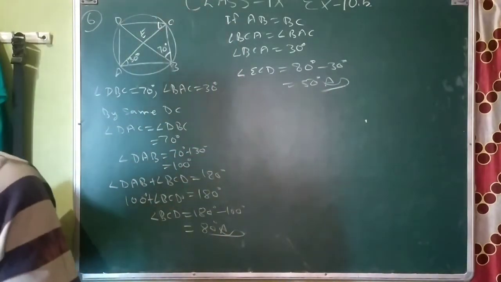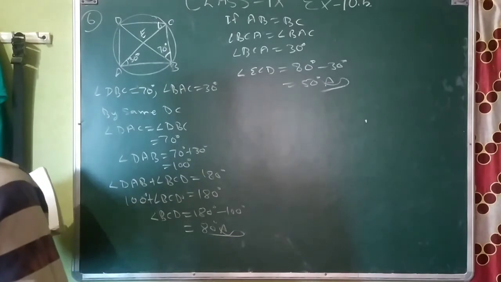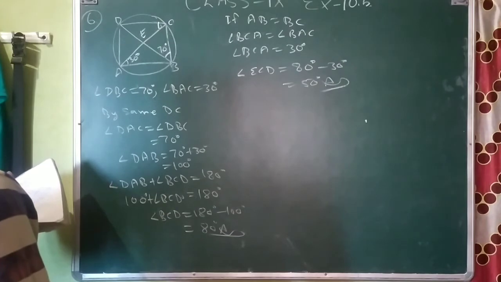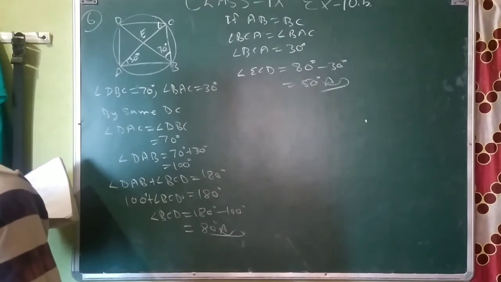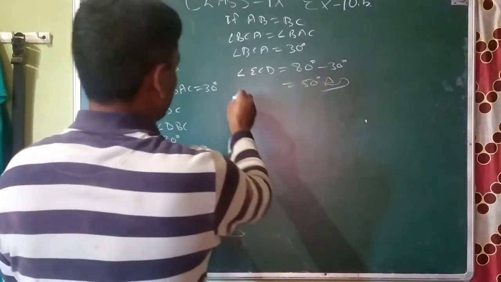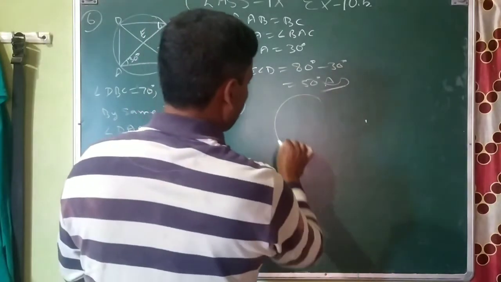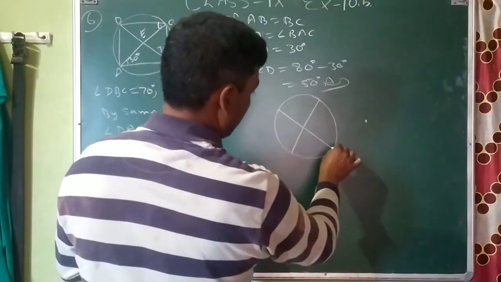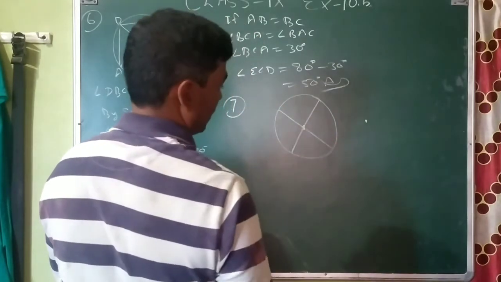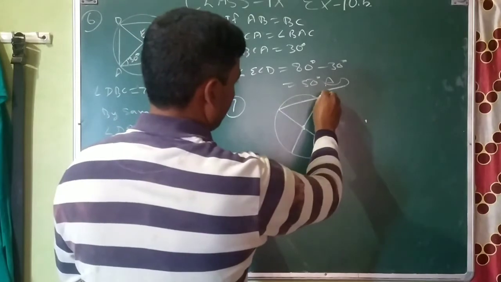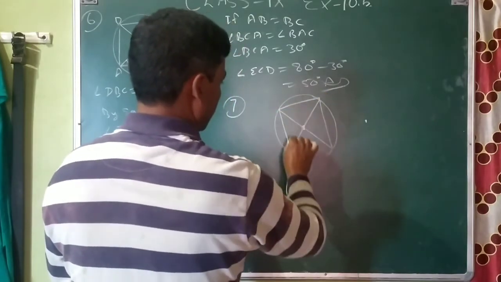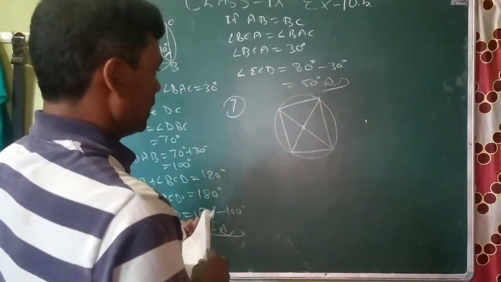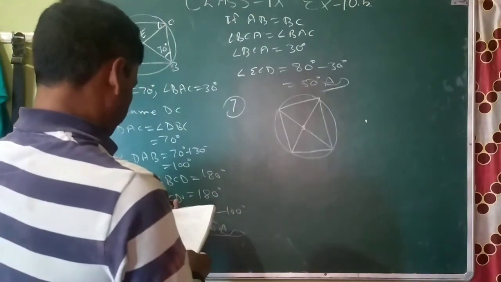Seventh question. If the diagonals of a cyclic quadrilateral are diameters of a circle through the vertices of the quadrilateral, prove that it is a rectangle. The diagonals are diameters, which means this is the center. So we need to prove that this is a rectangle.